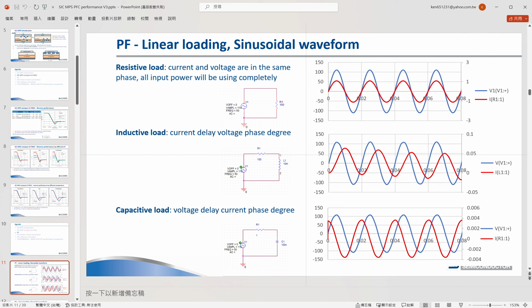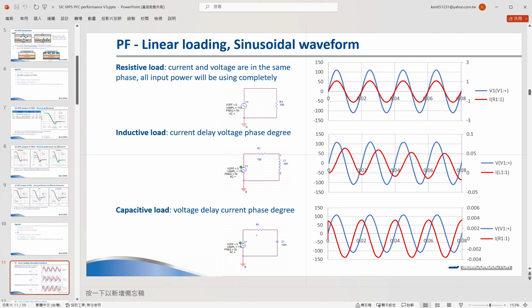If the loading is a resistance, when we apply the input voltage like this blue line, we get the input current like this red line. The current and the voltage are in the same phase. It means the energy from the power source is 100% consumed by this loading.